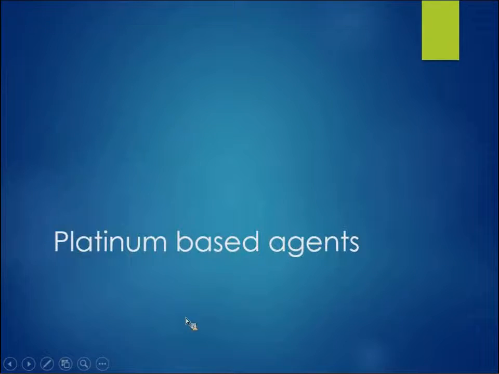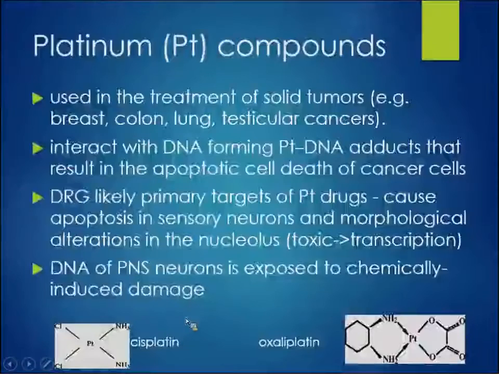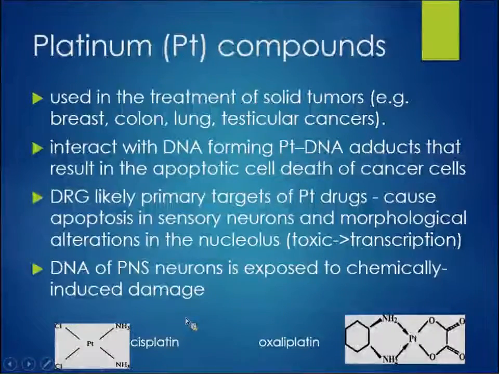I'm going to move on to platinum-based agents. These are used in treating solid tumors, breast, colon, lung, testicular cancers. And they're unique in that they interact with DNA and they form these platination DNA adducts. And that ultimately leads to apoptosis of the cancer cells, but also has a similar impact on neurons. Again, the DRG are the primary targets of these drugs. Apoptosis of the sensory neurons occurs.